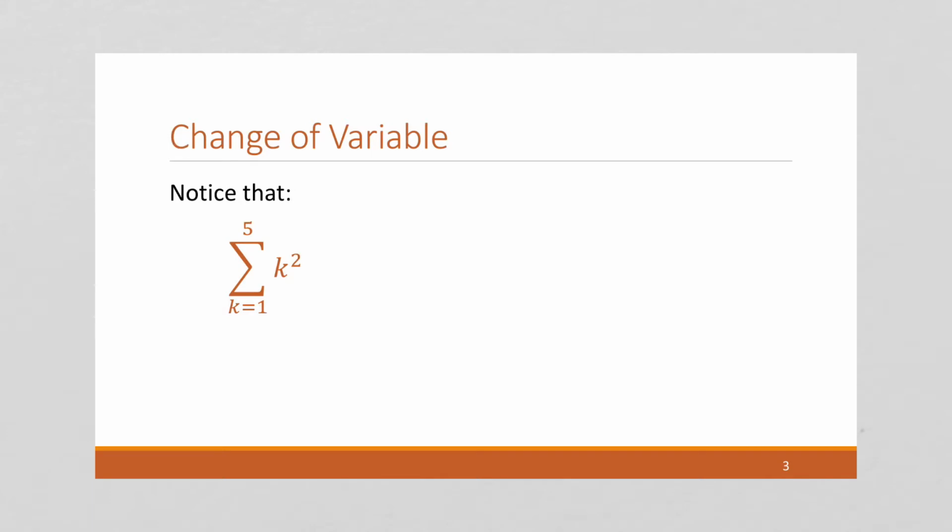So I want you to notice that the sum of k equals 1 to 5, k squared, is equal to the sum of i equals 1 to 5 of i squared, right? The variable we use doesn't really matter. We can use any variable. I could use k, I could use i, I could use j, I could use anything. And more interestingly, notice that this is equal to the sum of j equals 2 to 6 of (j minus 1) squared. Let's see how that works.